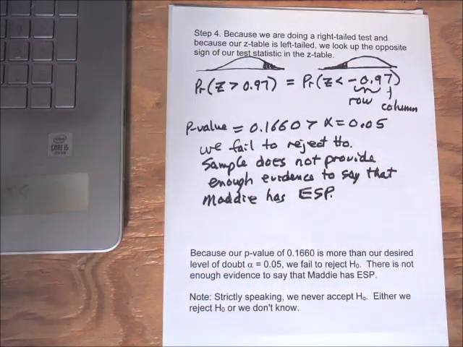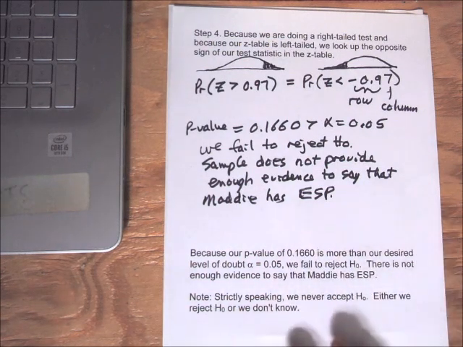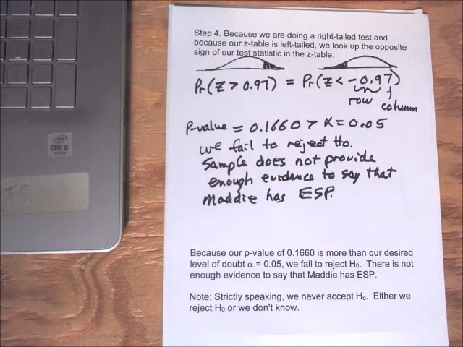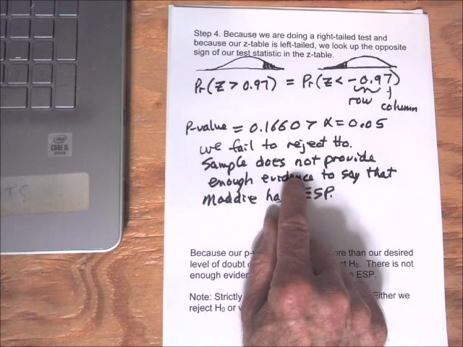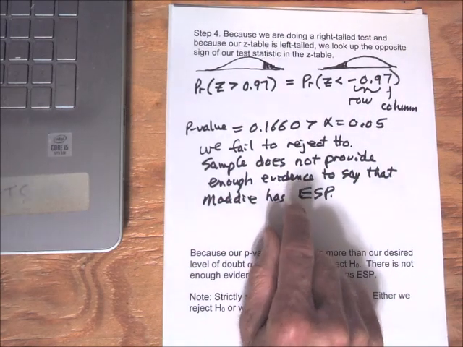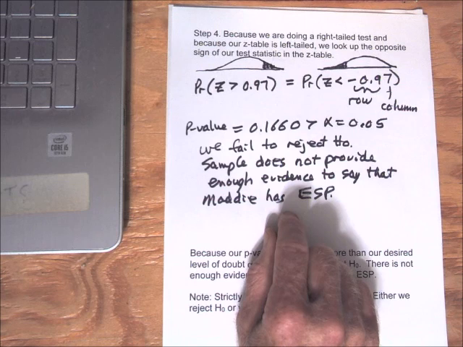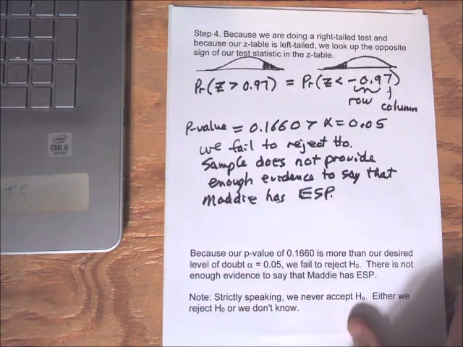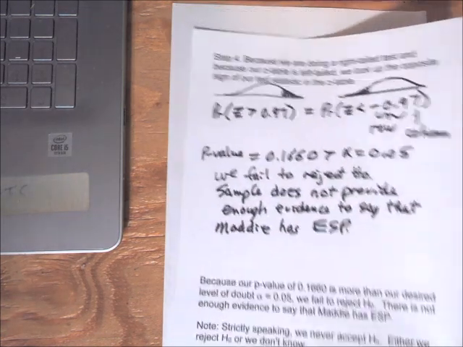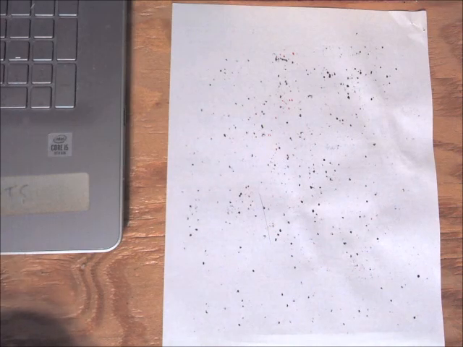Okay. Strictly speaking, we never accept H naught. Either we reject H naught or we don't know. In this case, we don't know. There's not enough evidence, because of the awkwardness of the language, that's sort of the double negative of fail to reject. In books, you'll sometimes see the language about accepting H naught, but technically we don't accept H naught. We either reject H naught or we don't know.